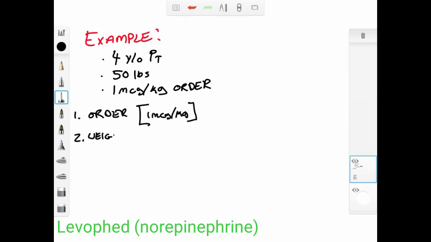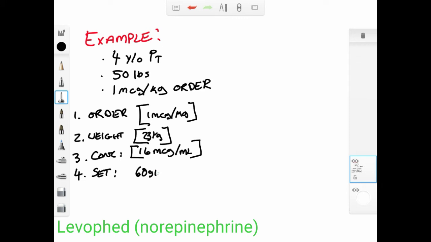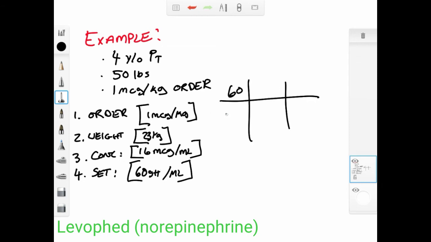So we're going to go ahead and start using little blocks of information here. We have 1 mic per kg. Our patient weighs 23 kgs. Our concentration again is 16 mics per ml, and we're using a 60 drop per ml set. So now let's go ahead and do our work.